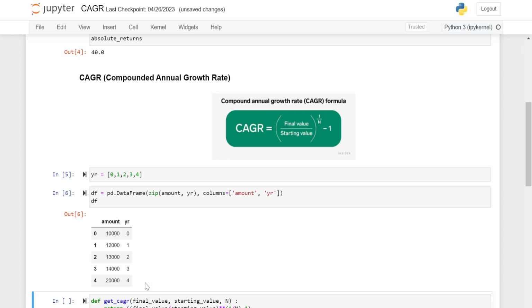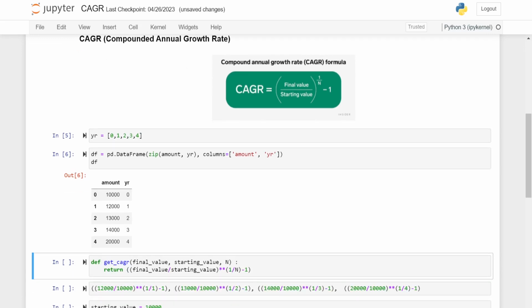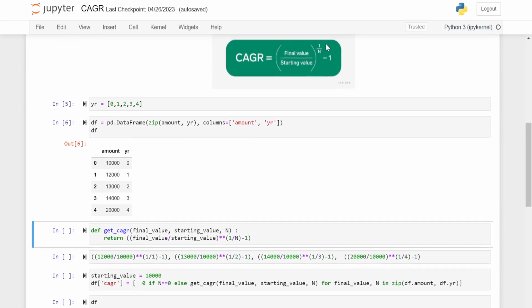right? If 10,000 is becoming 12,000, what is going to be the compounded annual growth rate? We will calculate. Okay, so the function has been written here, but we will first calculate manually. Look, 10,000 is becoming 12,000. So what does it say? Final value divided by initial value. So 12,000 divided by 10,000. And then what is that? Raised to the power 1 by n.